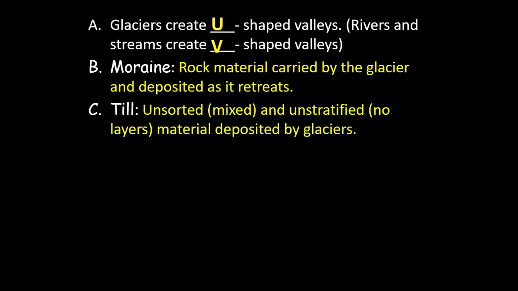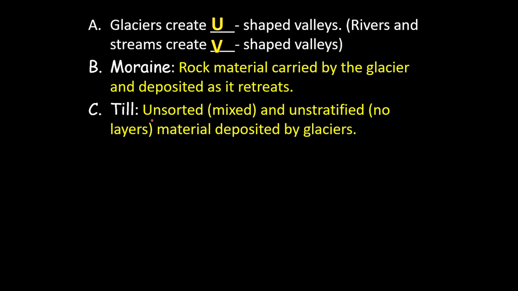Next, we have what is known as till. When glaciers pick things up, they don't care if that material is big or small. Unlike rivers, when water is moving fast, it carries bigger materials, and when water slows down, it drops those bigger materials off and only carries small stuff. Glaciers carry everything, big or small, it doesn't matter. If it's in front, it gets picked up, and it is then deposited.